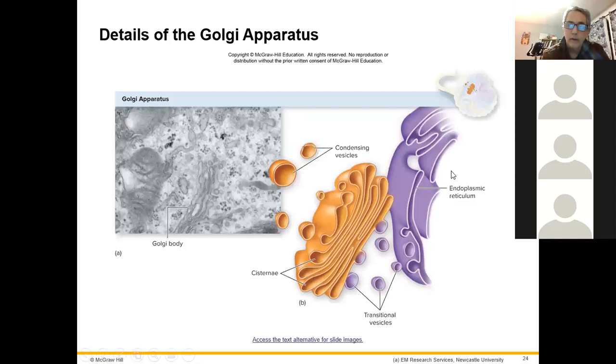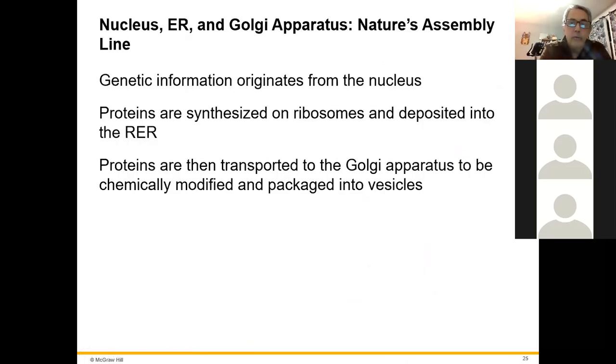So this shows you, over here, not shown would be the nucleus. You have synthesis of the proteins. Proteins could be transported in vesicles to the Golgi apparatus where they can be modified. So genetic information originates from the nucleus. Proteins are synthesized on ribosomes, deposited into the endoplasmic reticulum. Proteins are then transported to the Golgi apparatus to be chemically modified and packaged into vesicles.